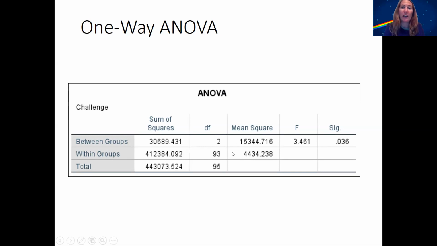If you were to divide this out, you'd get this number here, 3.461. This is your F value, your F statistic. The larger it is, the more likely it is to be significant. And here we have our significance level, our p-value, which is 0.036. So it is significant here. Ideally, and we're going to talk about this in a moment, this F will be larger than 1. That is the goal.